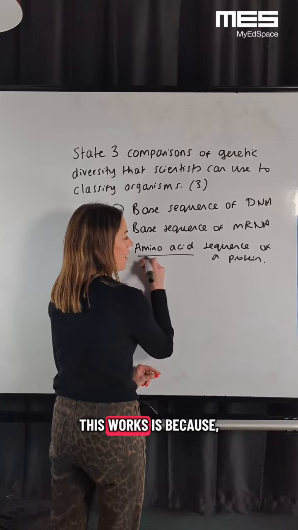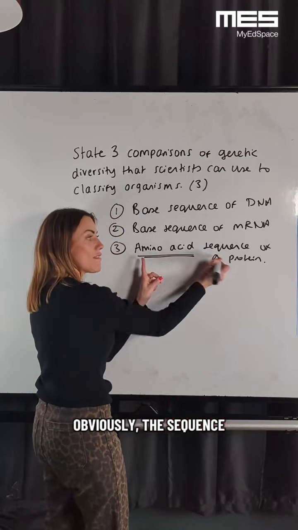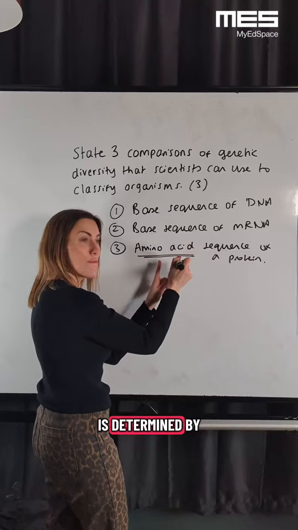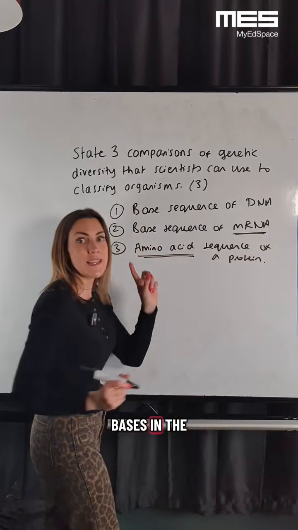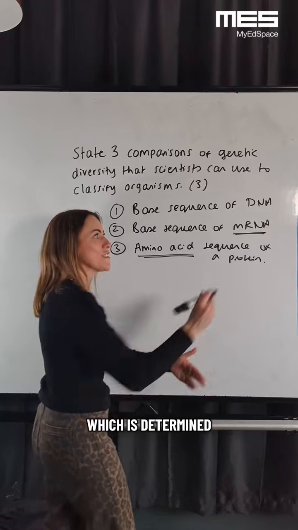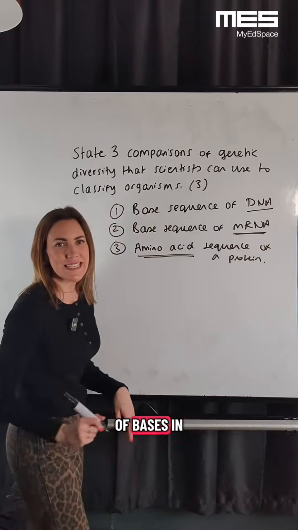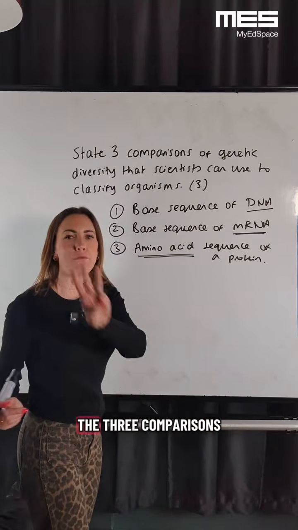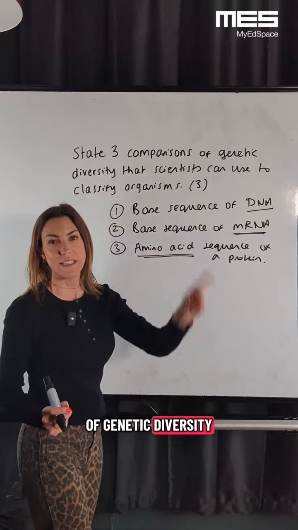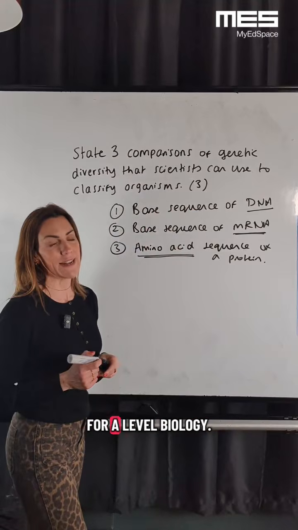And the reason this works is because obviously the sequence of amino acids is determined by the sequence of bases in the messenger RNA, which is determined by the sequence of bases in the DNA. So they're the 3 comparisons of genetic diversity that you should be aware of for A-level biology.